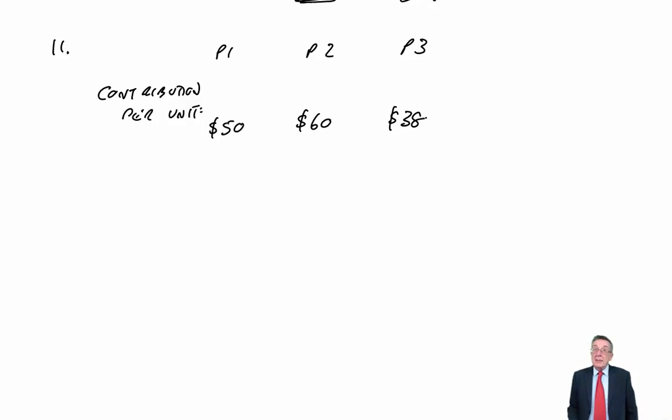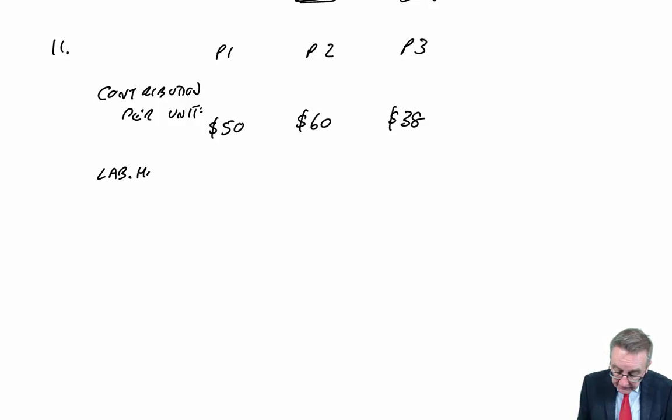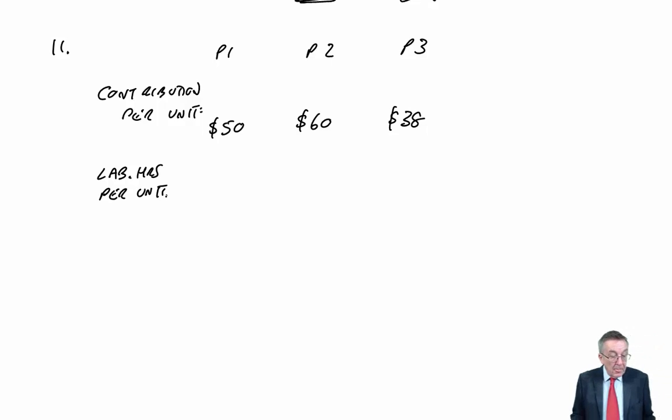To make the best use of the limited labour, we need the contribution per hour. So what are the labour hours per unit? Labour, if you look back, is $10 per hour. So product P1, the cost is $10. It must be 1 hour of labour. P2 is $20. Well, at $10 an hour, it must be 2 hours. And P3, $11 a unit. At $10 an hour, it must be 1.1 hours.